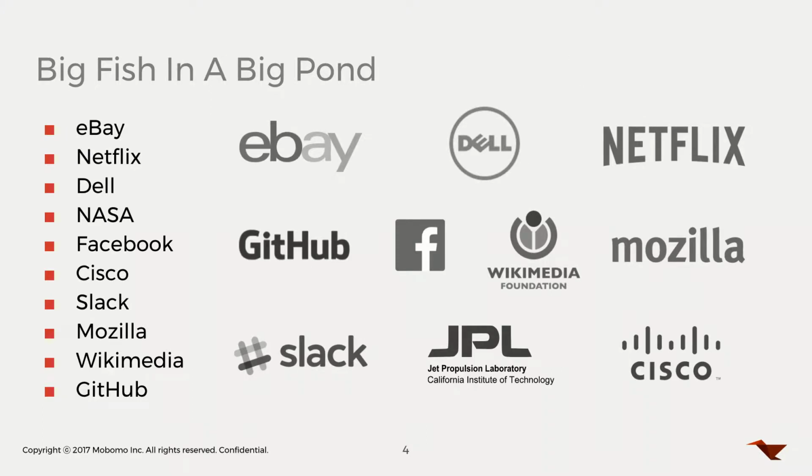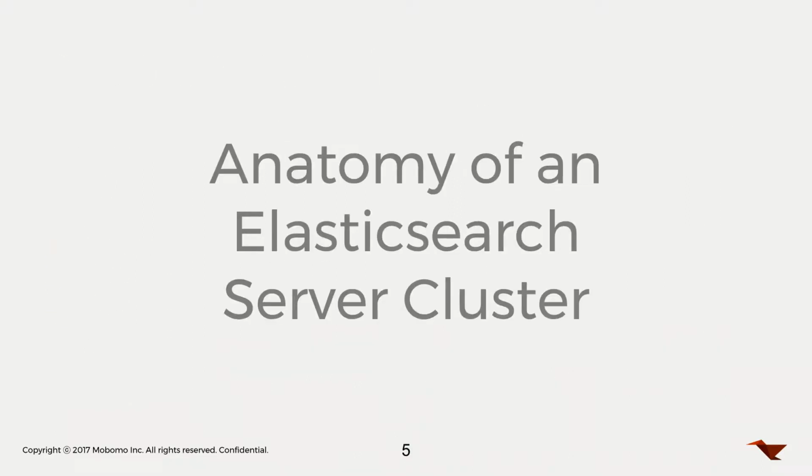So a bunch of people now use this. We've got some of the big players up here: eBay, Netflix, Dell, NASA, Facebook. A lot of people use Elasticsearch because it's extremely flexible and powerful and has a lot of really nice features, and we'll go over a few of them today. So first we're going to talk a little bit about how Elasticsearch is put together. This is going to be fairly high level, but it is going to be using some technical terms, so just be aware.